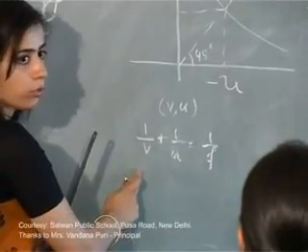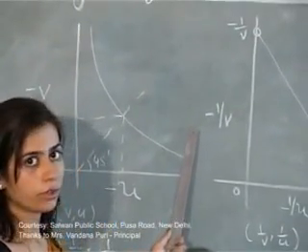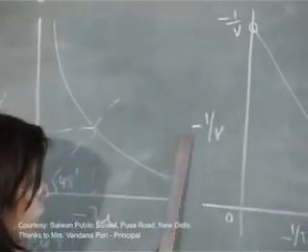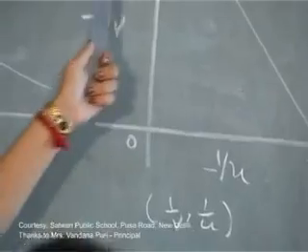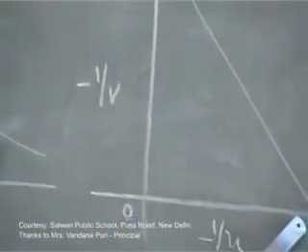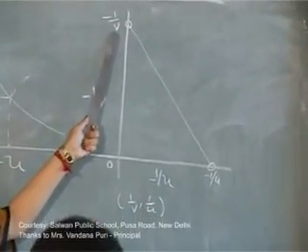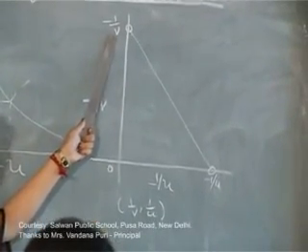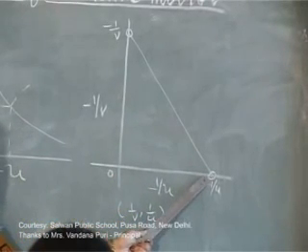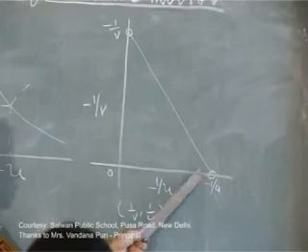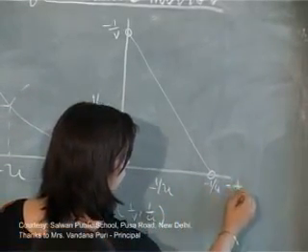Similarly, another way to calculate focal length will be plotting the graph between 1 by V and 1 by U. When I plot it, I get a straight line intersecting the x-axis at this and y-axis at this point. I will be using these 2 points, basically 1 by V and 1 by U, to find out the focal length. Now, what we say is that this point 1 by U gives you the focal length.